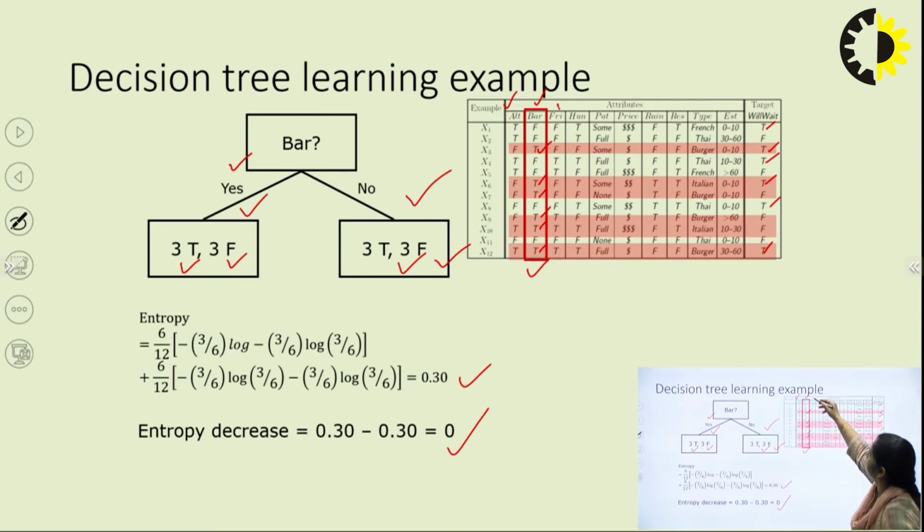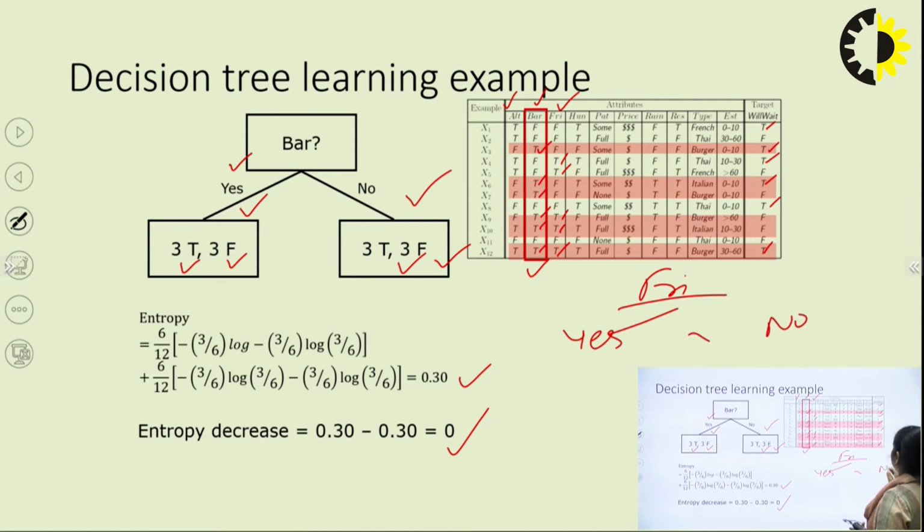Next we will check Friday, Saturday, that is our weekend. If I check here, it will be 1, 2, 3, 4, 5. So for Friday we will have yes 5 and no 7, because 5 are true.